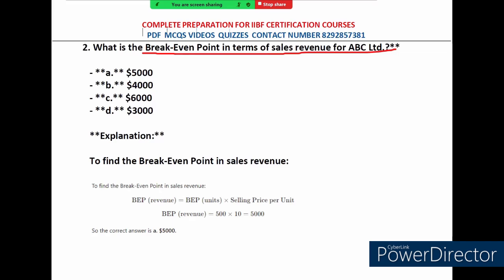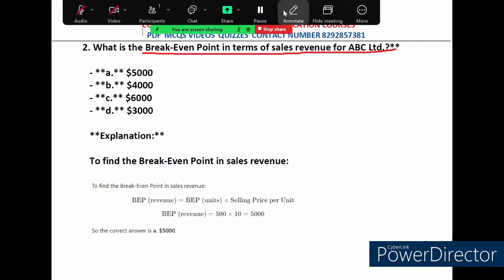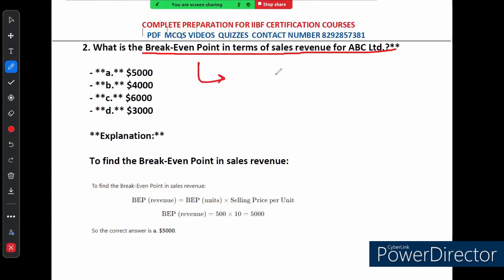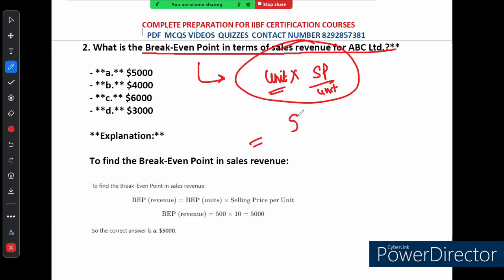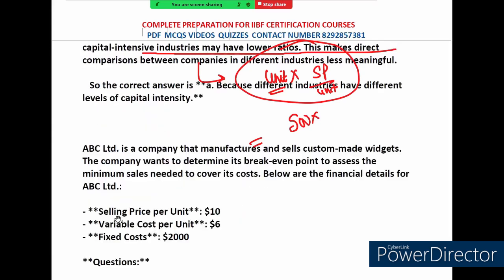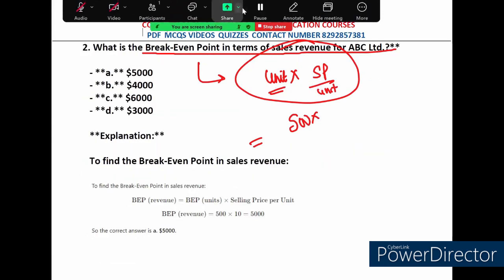So in terms of sales revenue, how can you calculate? It's quite simple. See, you know how many units you require to break even, and you simply multiply the number of units with selling price per unit. Right? You will get break even point in terms of sales. How many units are there? 500 units are there. And what is the selling price per unit? Tell me, what is the selling price per unit? It is nothing but $10. Right? It is nothing but $10.